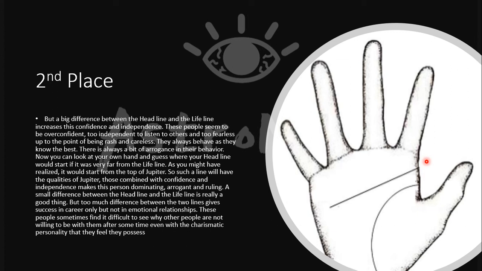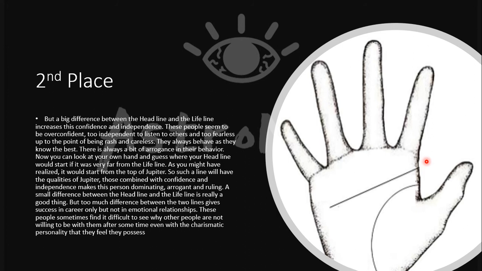A small difference between the headline and the lifeline is really good, which we saw in the previous one. The first place is very good. But too much difference in the lines means the person will not be so good in emotional relationships. They will be good and successful in career, but not in relationship matters. These people sometimes find it difficult to see what other people are saying, and they are not looking at what other people are doing. But this person also has a charismatic personality, although there will be a lack of emotional connection in them.